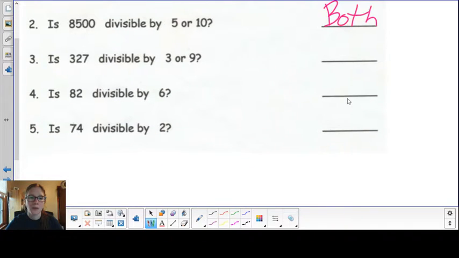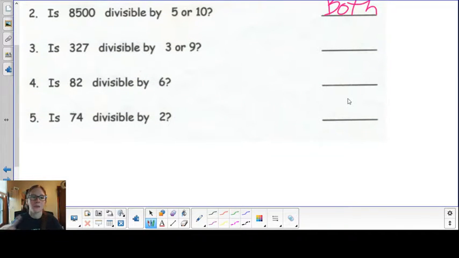What about 327, divisible by 3 or 9? Well, 3 plus 2 gives me 6. I'm going to show that we're adding these together. So 3 and 7 give me 10, plus 2 more is 12. So is 12 divisible by 3 and or 9? Just 3. So it's just divisible by 3 here.